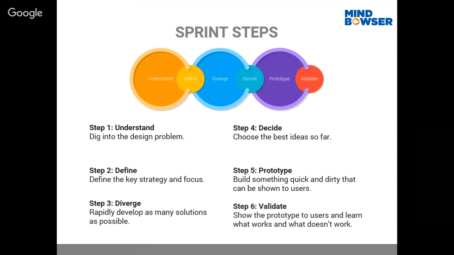And the last step is where you validate. So you go back to your users and you show your prototype to them, conduct some user tests and learn what works and what doesn't work in your prototype. So you may have some great ideas that you think are great, but when you go back to the users, you come to know that some of them will work really well and the others won't. So the validate step is also extremely important. So this more or less sums up all the sprint steps that a typical full-blown sprint is going to have.